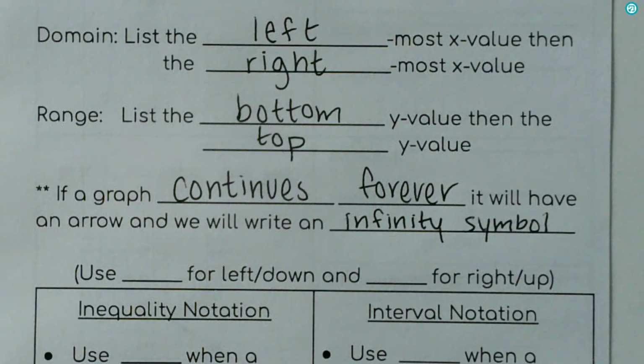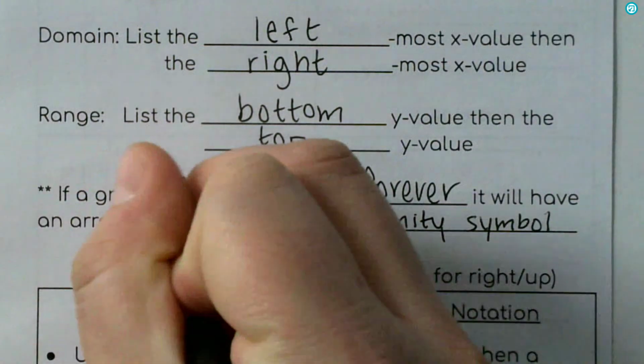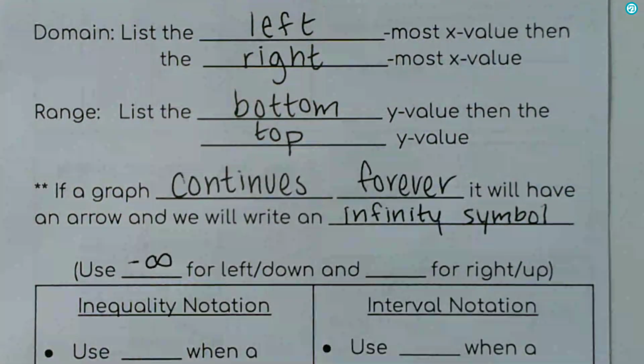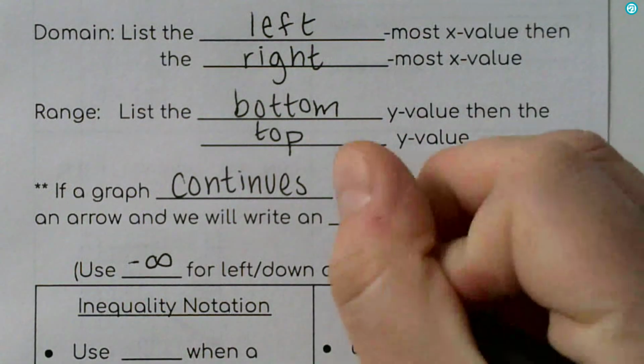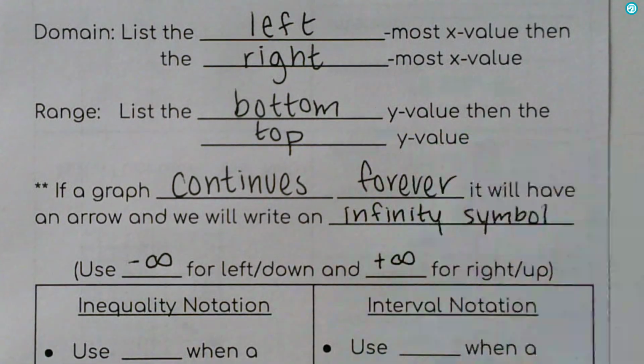Okay, if it is the left side of our graph or the bottom of our graph where the arrow is, we are going to use negative infinity, because that would be going in the negative direction, so past where our graph goes would be a negative number. If it's to the right or the top, we will use positive infinity, because we'd be getting bigger and bigger and bigger.